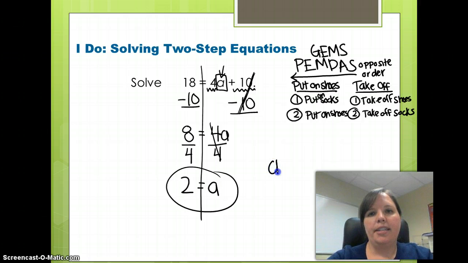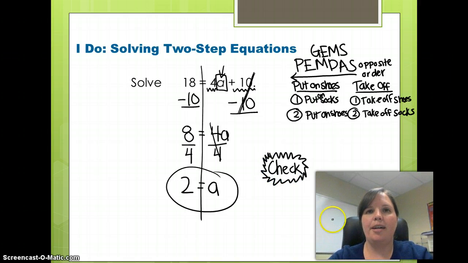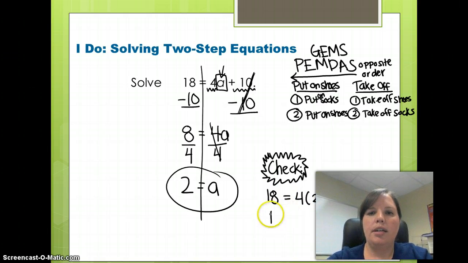What I want you to keep in mind, and this is the nice thing about the quiz that we'll take on this topic, is you can check your answer. You should be able to hand in your quiz and know 100% whether you got all of them right, whether you got some of them wrong, which ones you got right, which ones you got wrong, because you can check your answer. So don't forget, how can we check our answer here? Well, if I take that 2 and plug it back in for a, 18 equals, if I did the problem correctly and I simplify correctly, I should get a true statement.